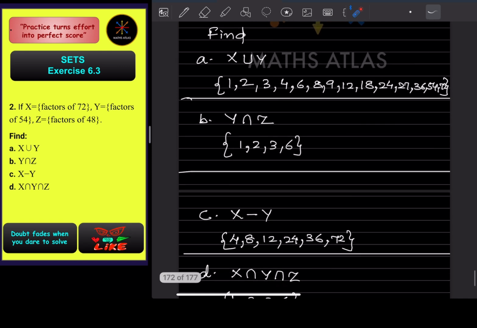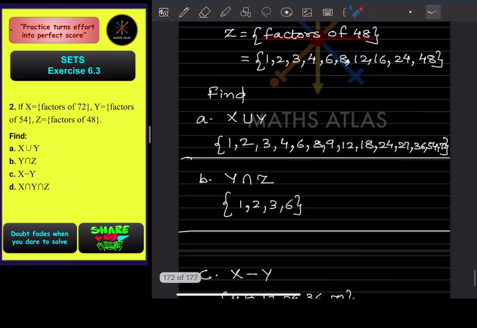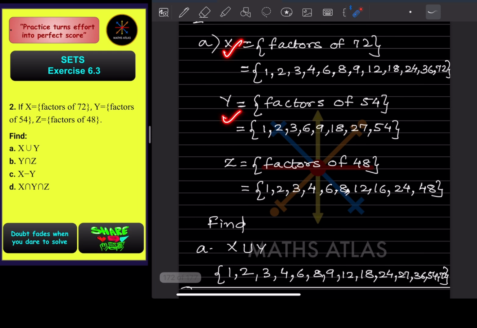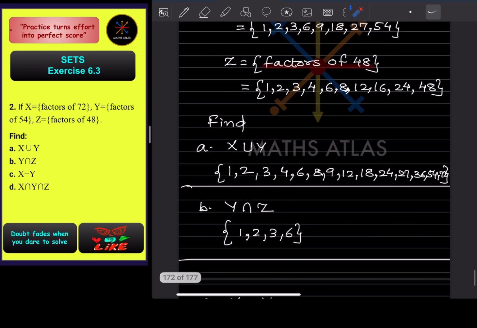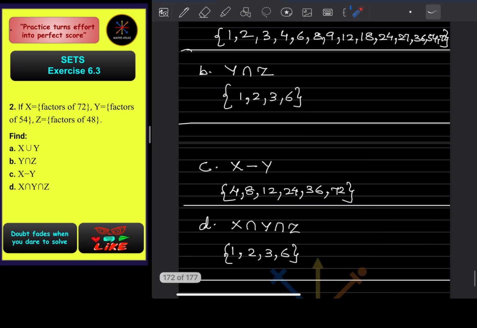Again here x minus y. So we have to see all the elements of x which are not in y. So x and y, x and y. So what we are going to write here, 4, 8, 12, 24, 36 and this one.